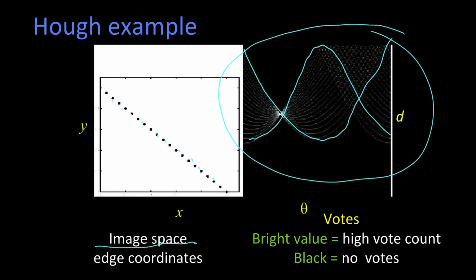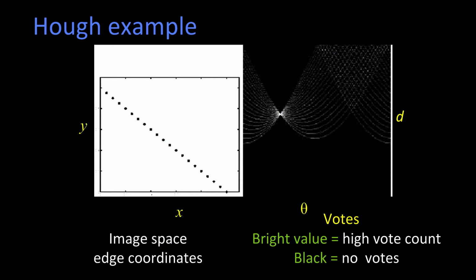Okay, here's another one. And that comes from that equation that I was saying before. And what's most important is all the votes over here line up, and that's how we would know that's where the line is. See? So cool.